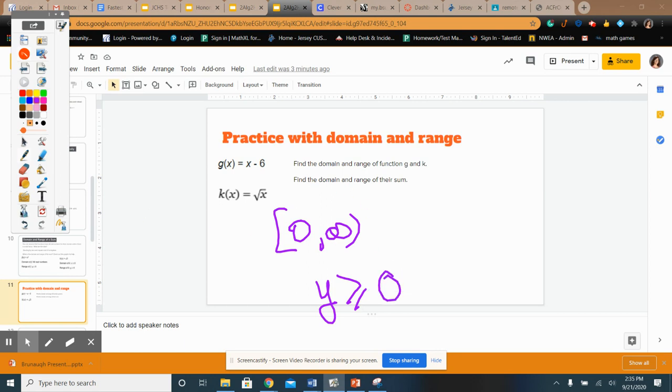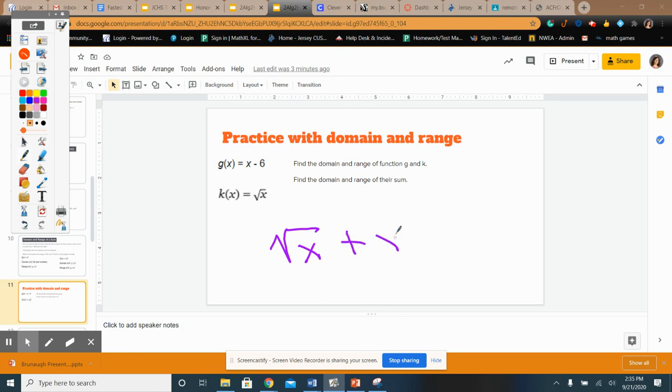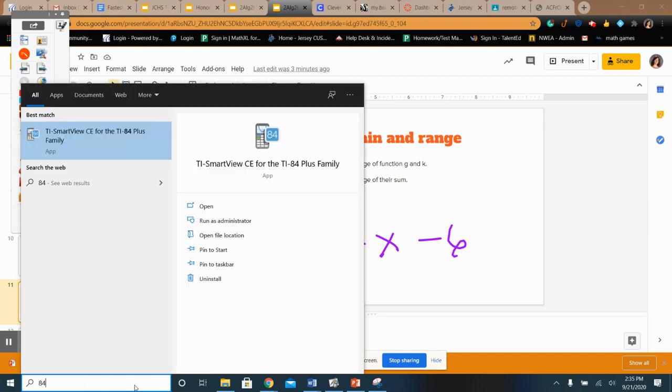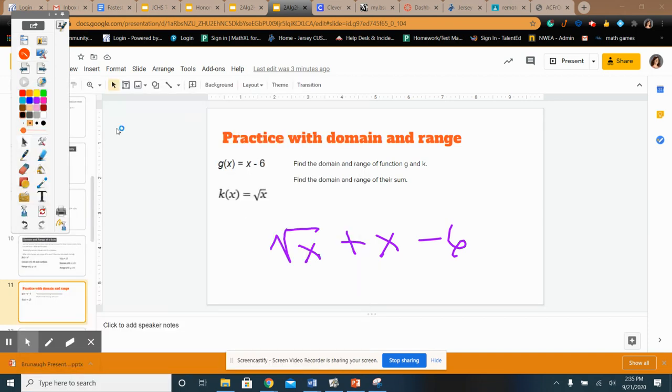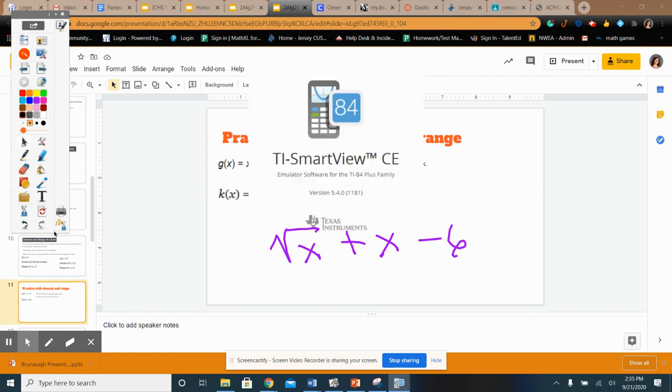Now, what about their sum? What if I add them? I'll get the square root of x plus x minus 6. Now, I don't know what that graph looks like off the top of my head, so I would graph it. I would take a look in my graphing calculator and see what I'm dealing with. And I should have had this open already, so I apologize.